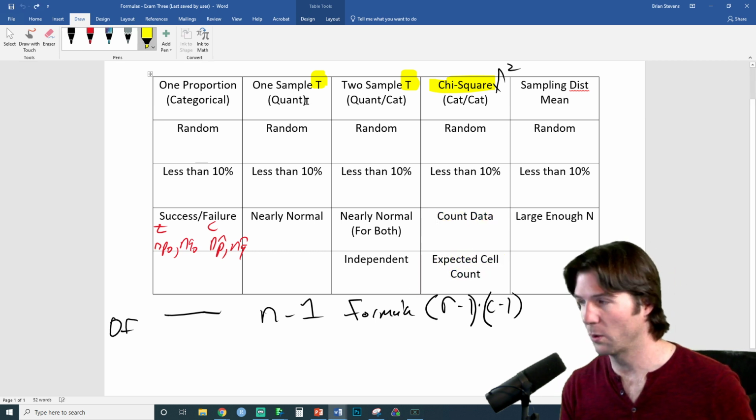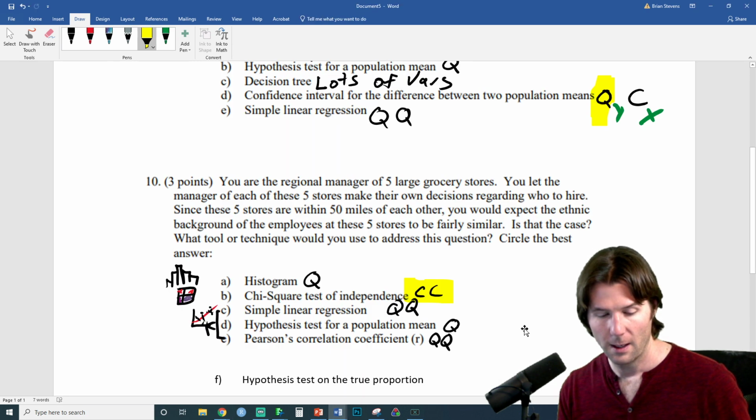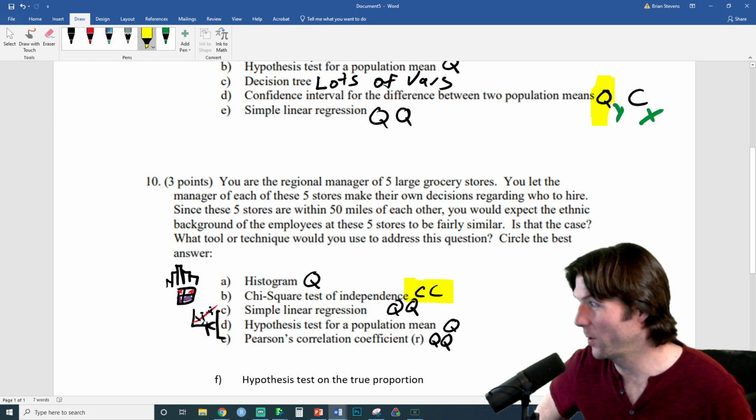So those are the conditions you were thinking of right here for the chi-squared test of independence. Excellent work right there. And so let's read the question now. We're ready to read the question.